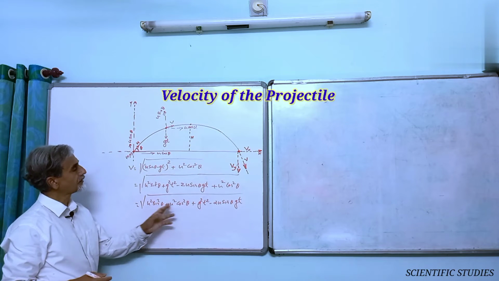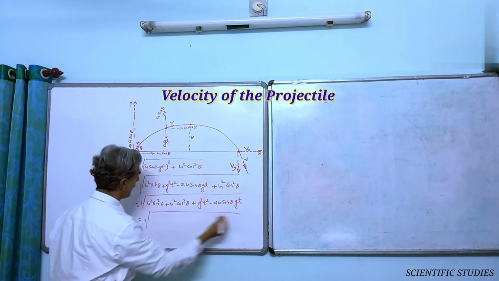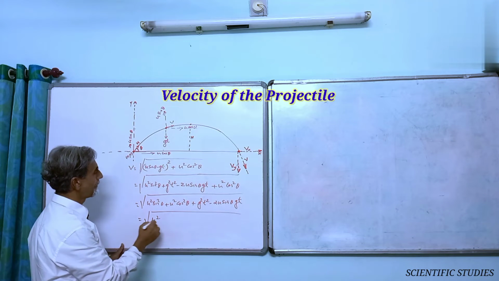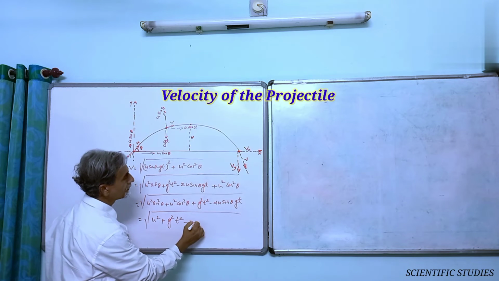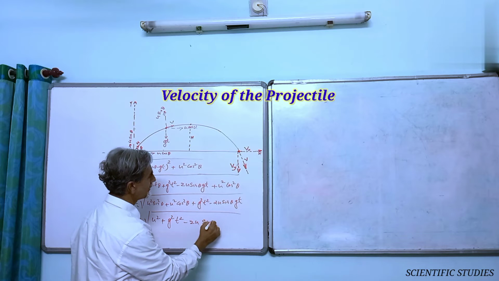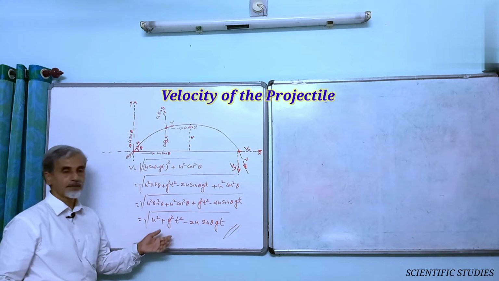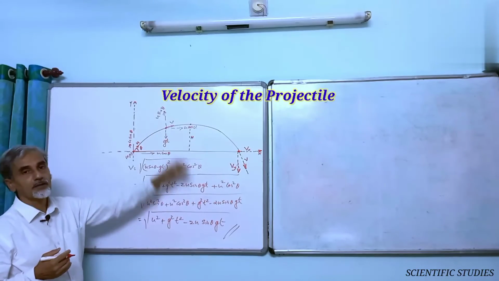Here sin square theta plus cos square theta is 1. Therefore, the final equation is v equal to root of u square plus g square t square minus 2u sin theta gt. This is the expression for the resultant velocity of the projectile.